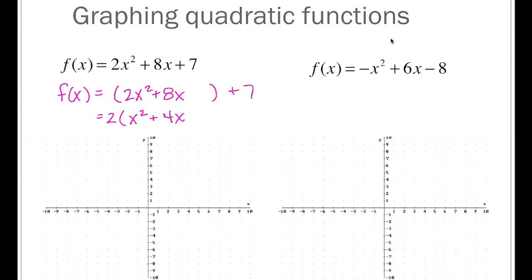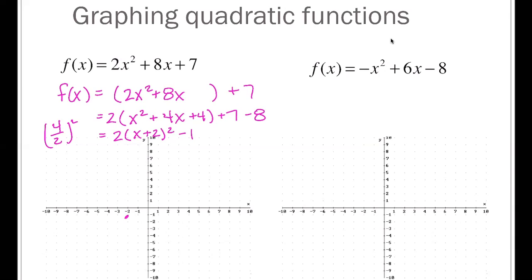Now when I do this, I would take my 4 divided by 2 and square it. That gives me 2 squared, which is 4. But I'm really not adding 4. I'm adding 2 times 4, which is 8. So if I add 8 on the inside, I must subtract 8 on the outside. So that would give me my vertex form as being 2 times, factor the inside, x plus 2 quantity squared minus 1. So this time I have a vertex of -2, -1, and I have a stretch of 2.